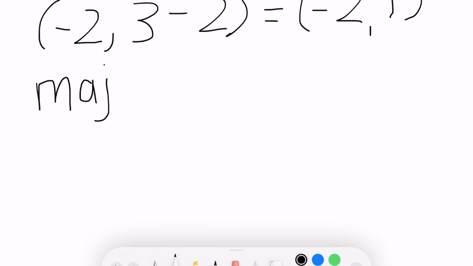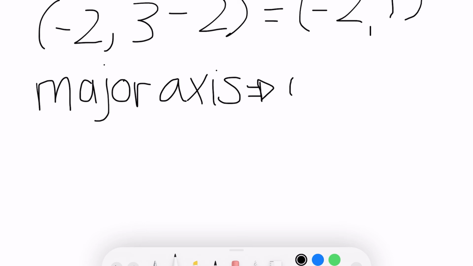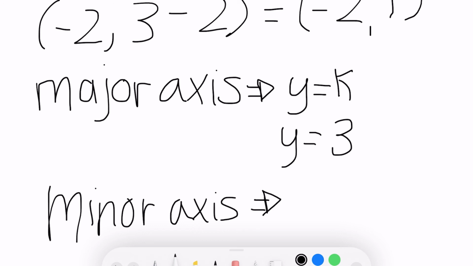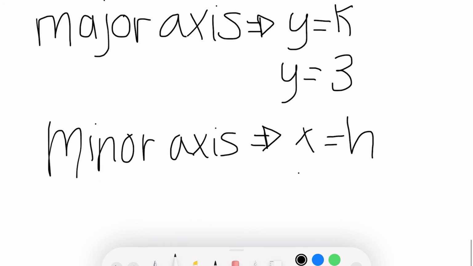The formula for the major axis is quite simple. It's just y equals k, which is y equals 3. And then the minor axis is x equals h, which is just x equals negative 2.